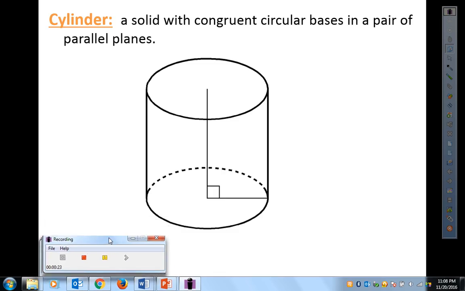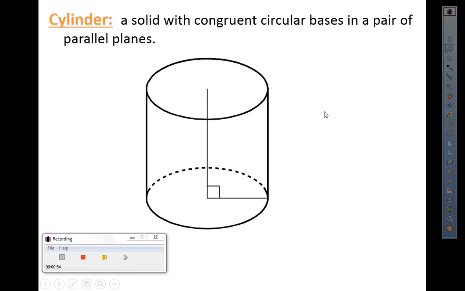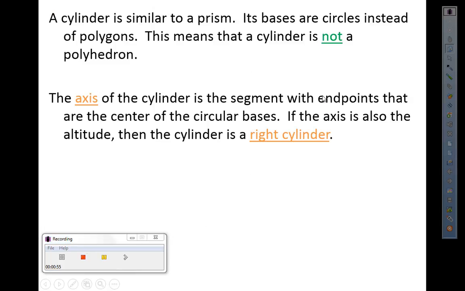So there's the definition of what a cylinder is: a solid with congruent circular bases in a pair of parallel planes. With circular bases, back yesterday when we talked about the prisms, they were rectangles or squares. So now they're circular. Just as we named the prisms based off the bases, called them rectangular prisms or square prisms, another way to talk about a cylinder would be to call it a circular prism. So the same thing, but it's got a special name, and we call it a cylinder. A cylinder is similar to prisms. They're circles, not polygons. That means it's not a polyhedron, but that doesn't affect a whole lot for us.